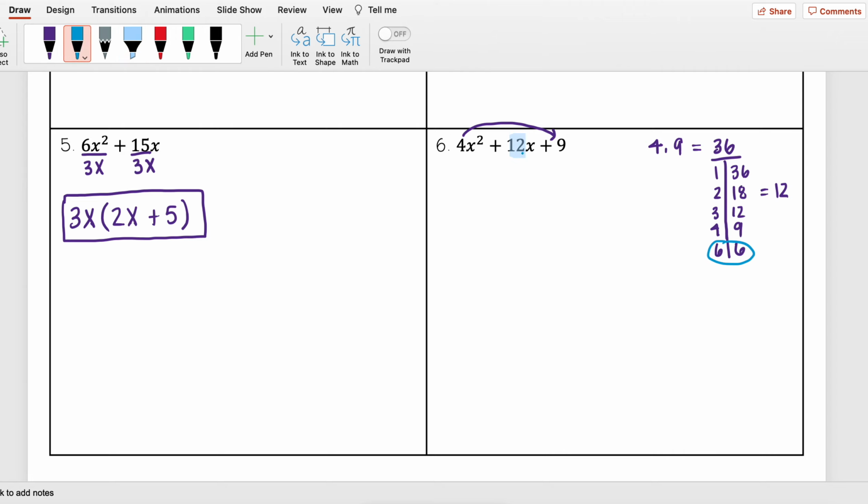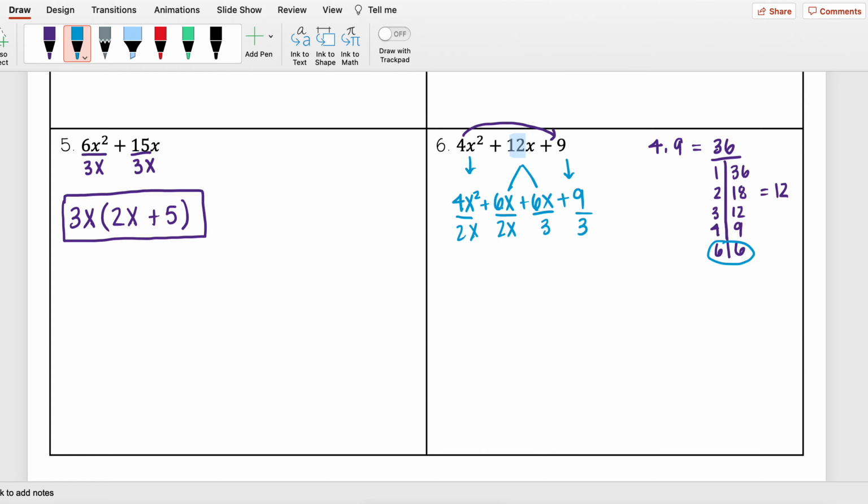And so that means I'm going to split my 12x into 6x plus 6x. I'm going to bring down my first term and bring down my last term. Now I can go ahead and factor by grouping. And so I see that my GCF for my first pair is 2x. My GCF of my second pair is 3.